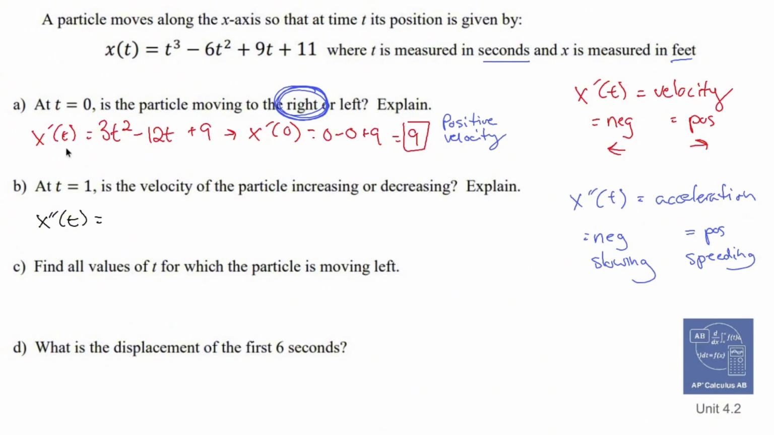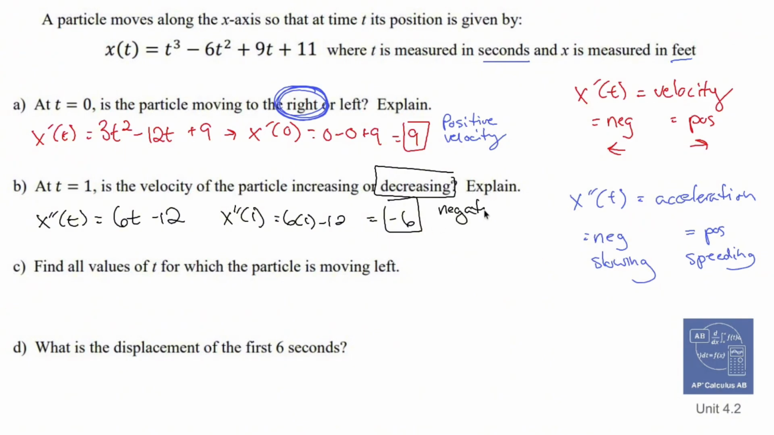So if I take the derivative of x prime of t, that gets me the second derivative. Power rule is going to give me 3t squared becomes 6t, minus 12t becomes minus 12, and then plus 9 disappears. I care about what happens at t equals 1. So x double prime of 1 is going to be 6 times 1 minus 12, which is 6 minus 12, which is negative 6. So that negative 6 indicates that I'm slowing down. So my velocity is decreasing because I have a negative acceleration.